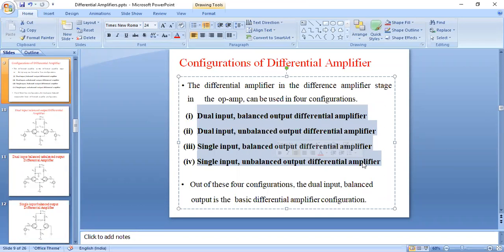Okay, is it clear, all of you? Yes, sir. Okay, right. So this is a very important question. Write the configurations of differential amplifier. They ask for the names only, a short answer question. You have to write these four types.